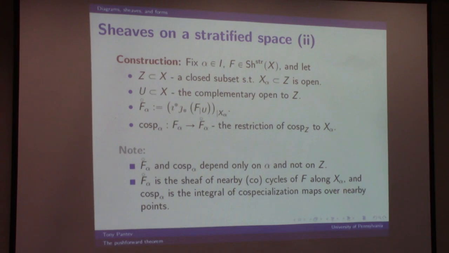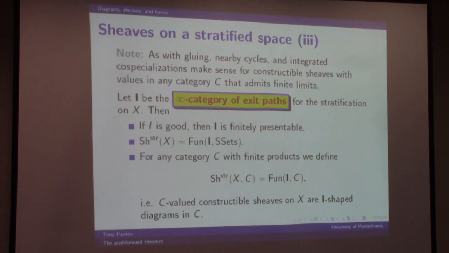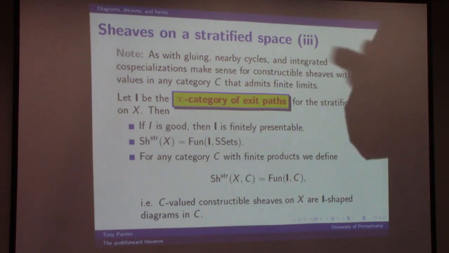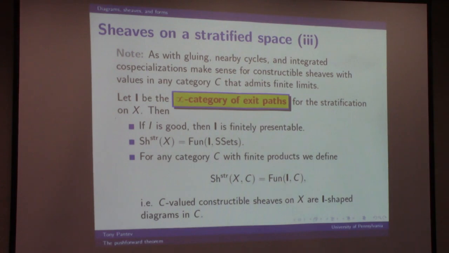So for every constructible sheaf, you get the value of the sheaf on the stratum, you also get the nearby fiber of the sheaf on the stratum, and you get the co-specialization map from the value of the sheaf on the stratum to the nearby cycles. And this data actually, again, combinatorially reconstructs the whole sheaf. So this all makes sense not just for sheaves of topological spaces, but makes sense for sheaves with values in any category that has finite limits.